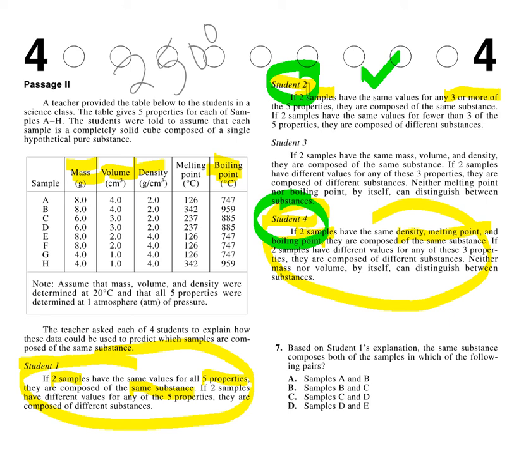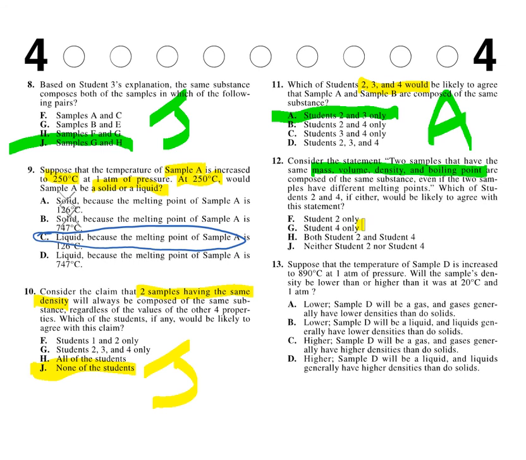So student 2 says if they have 3 or more of the properties, well, these have the same values, but student 4 says they have to have density, melting point, and boiling point. And so we don't see that being on there. So we know that student 2 is going to be the one that's going to accept that, and the correct answer is F.